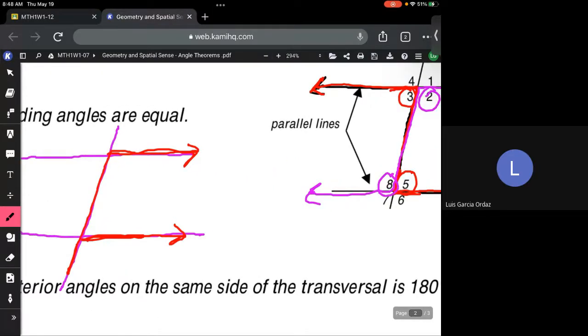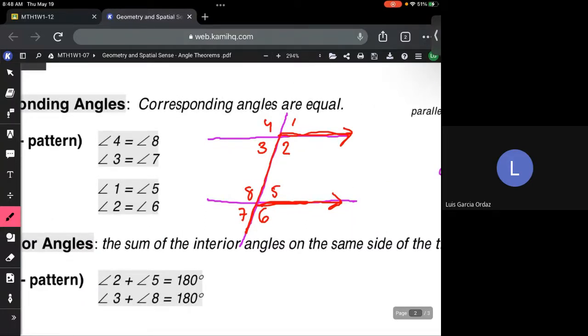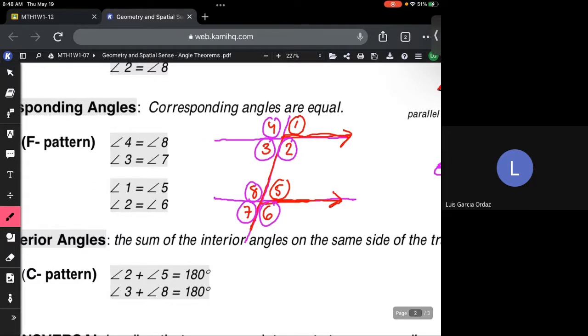So I'm going to label again 1, 2, 3, 4, 5, 8, 7, 6. So with the F pattern, it states that angle 1, which is up here, and angle 5 are the same. Angle 6 and angle 2 are the same. And if you draw a backwards F, angle 4 and angle 8 are the same, and angle 3 and angle 7 are the same. So all you really need to know is the Z, the F, and the C pattern, and that's it.